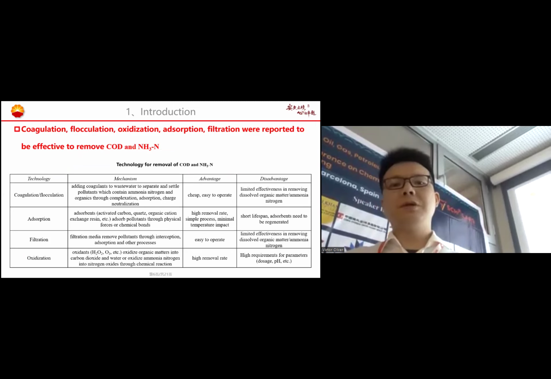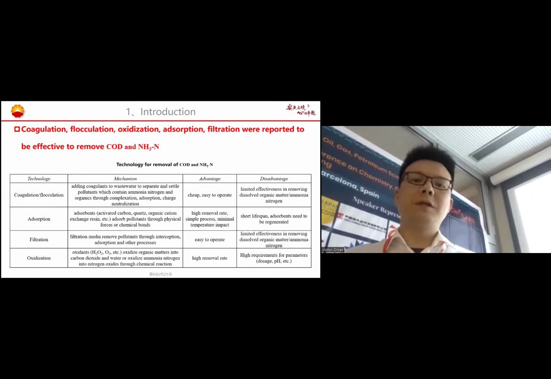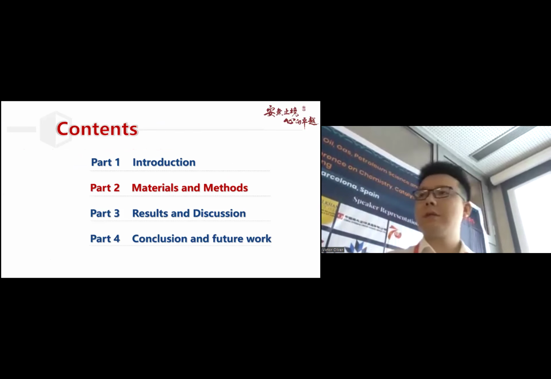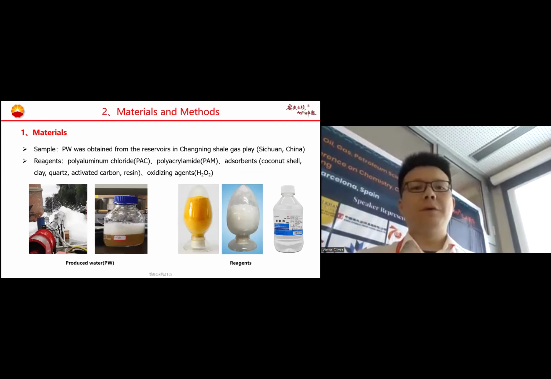As we know, coagulation, flocculation, oxidation, adsorption, and filtration were reported to be effective to remove COD and ammonium nitrogen. So we studied systematically these technologies to remove the COD and ammonium nitrogen. Part 2 is the materials and methods. The produced water sample was obtained from the reservoirs in Changning shale gas play of Sichuan in China. This is the national shale gas play.